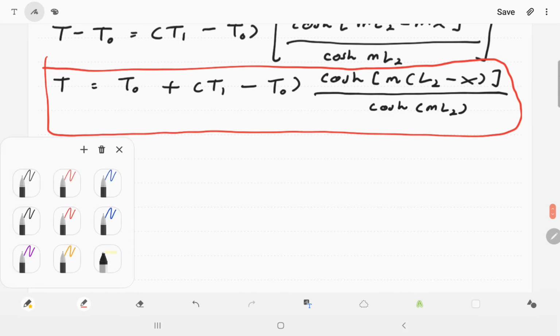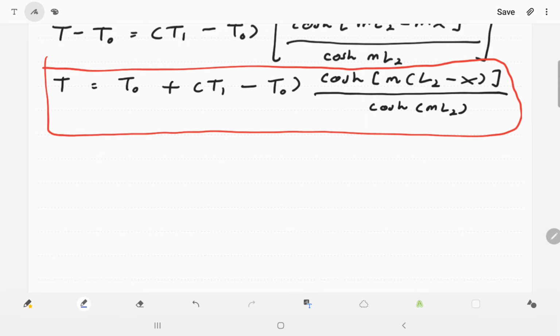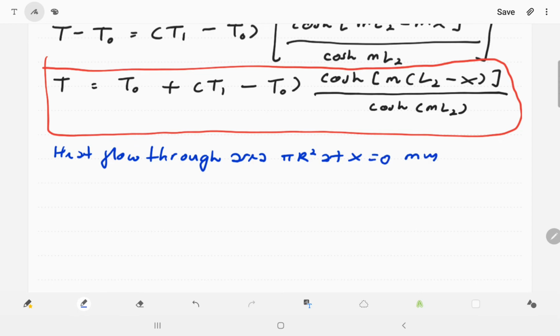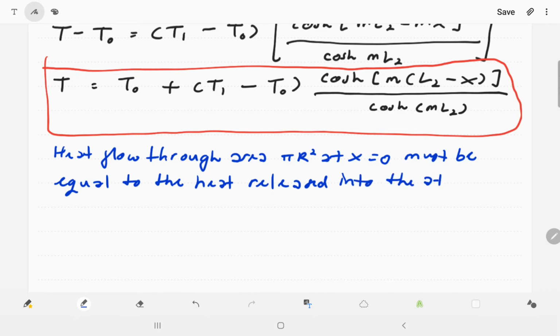or your Q basically. Your Q will be, so your heat flow through area pi r square at x equals 0 must be equal to the heat release into the atmosphere.